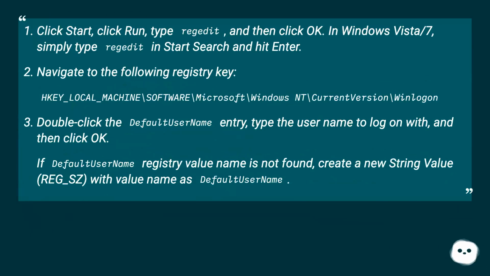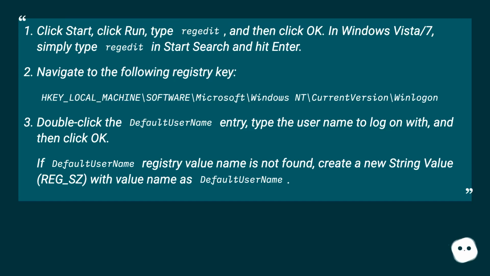Click Start, click Run, type regedit, and then click OK. In Windows Vista and 7, simply type regedit in Start Search and hit Enter. Navigate to the following registry key: HKEY_LOCAL_MACHINE/SOFTWARE/Microsoft/Windows NT/CurrentVersion/Winlogon. Double-click the DefaultUserName entry, type the username to log on with, and then click OK.